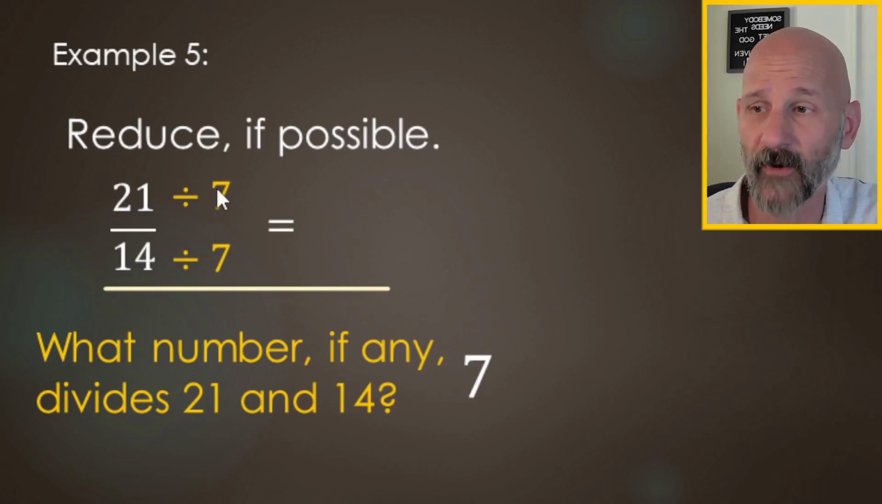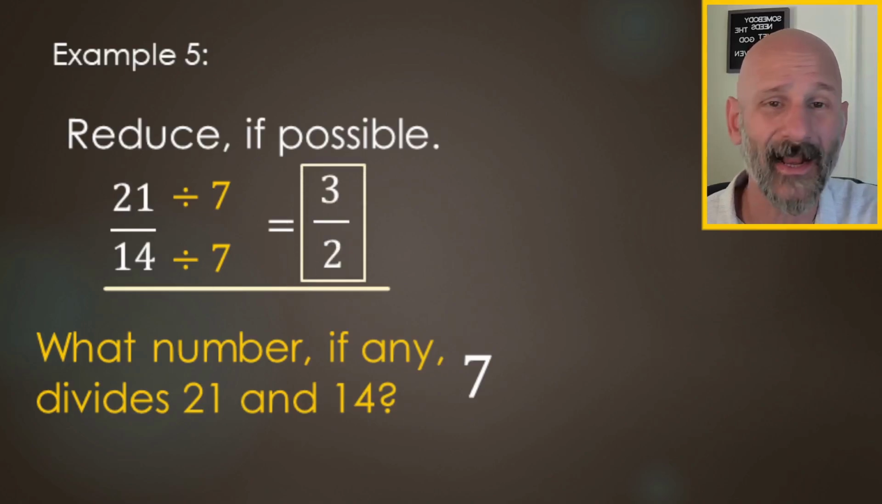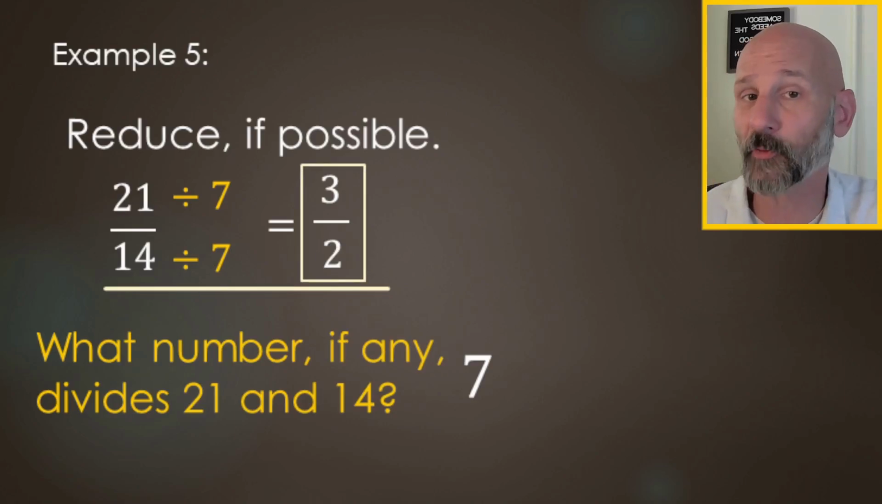So here we go. 21 divided by 7 makes 3. 14 divided by 7, that makes 2. So our answer is going to be 3/2 is going to be the reduced form.